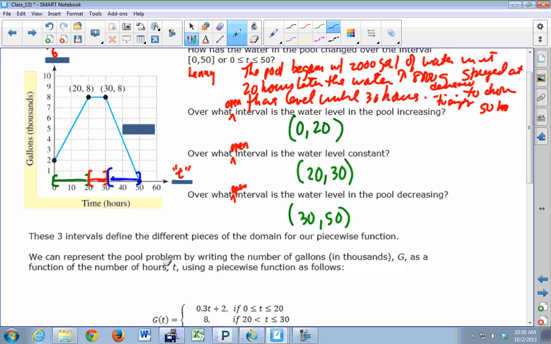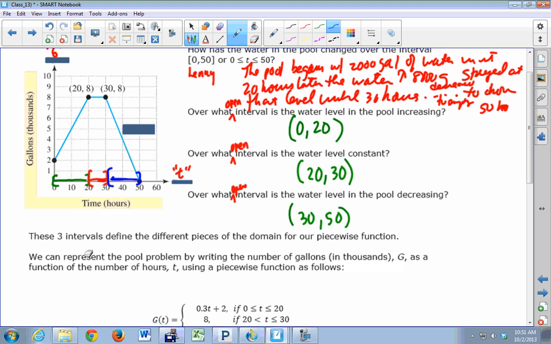And in the first interval, the pool was filling up. And in the middle interval, nothing was happening. It was staying at the same level. And then in the blue time interval, the pool was draining out. Okay, it's the end of the summer, the pool's gone. Okay, no more water in there.